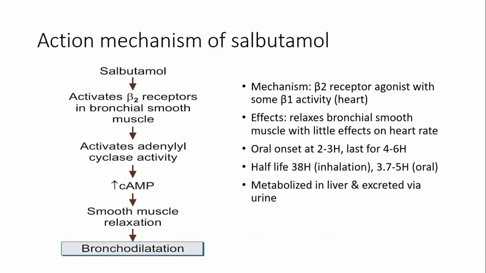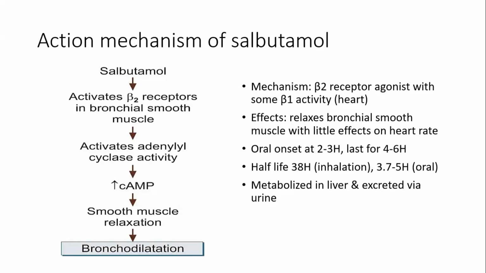Okay. So the action mechanism of the salbutamol is the agonist to the beta-2 receptor. Is the same lah. Okay, beta-2 receptor agonist with some beta-1 activity. So dia ada sikit to beta-1 activity. So biasanya beta-1 activity ni is actually the receptor lah. Beta-1 receptor tu found in heart. Okay, effects dia relax bronchial smooth muscle with little effects on heart rate.